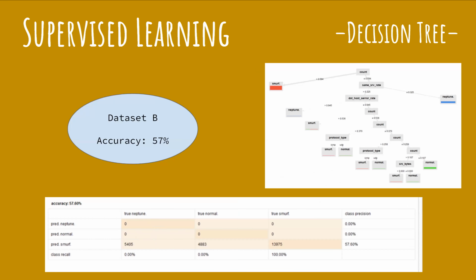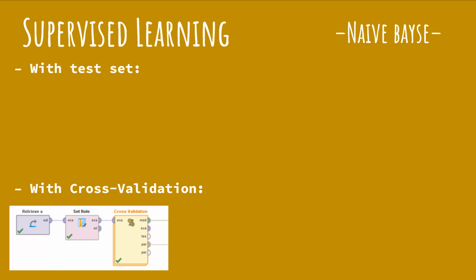Okay. For dataset B, the accuracy is higher, 57%, but you can see at the bottom, the prediction is made totally for the Smurf class. The reason for this is dataset B is an imbalanced class dataset where the number of samples in the Smurf class takes more than 60% of the entire dataset.